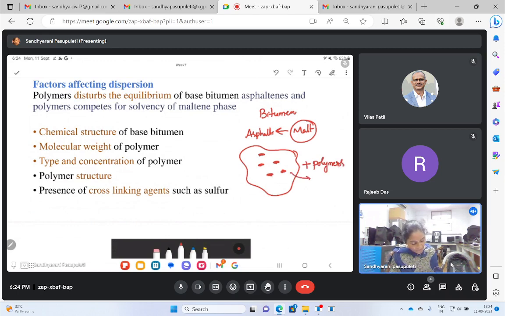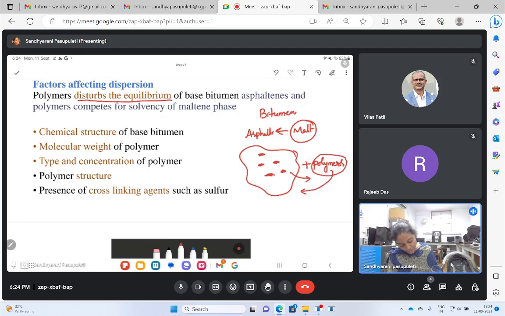This maltene phase is again affected by the polymers because now these polymers also have to be dispersed in the same maltene amount. In addition to that, asphaltenes also should be dispersed. So addition of polymers usually disturbs the equilibrium of base bitumen. So what should we do?